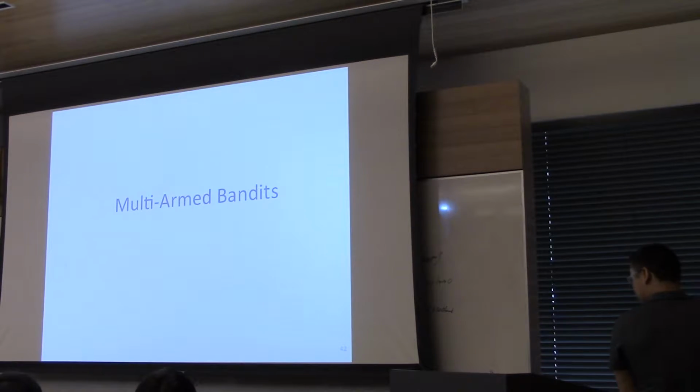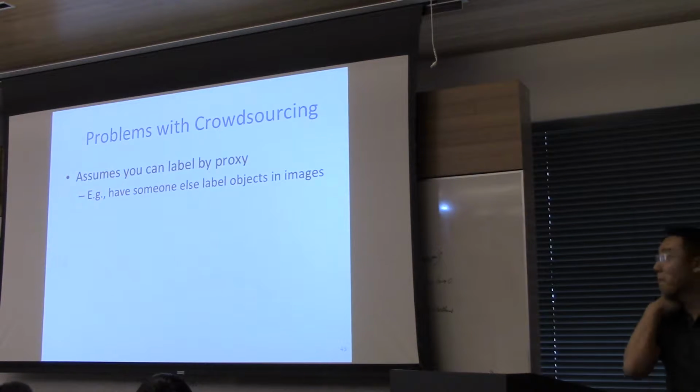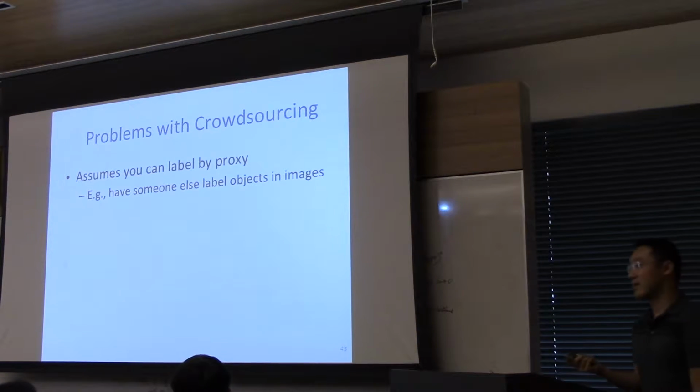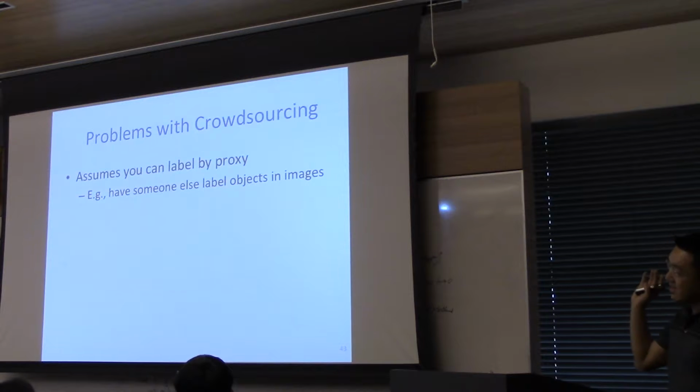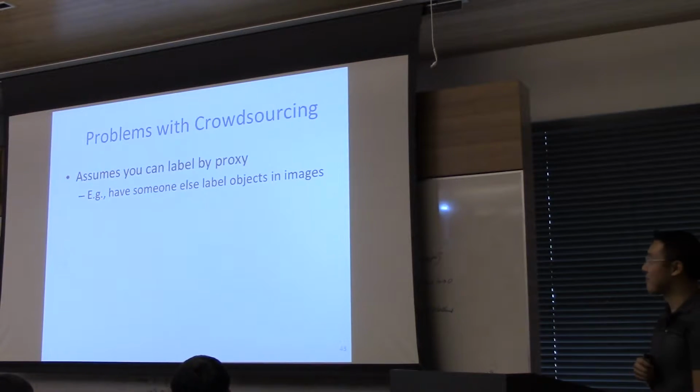Okay, so let's talk about the next topic, multi-armed bandits. So what are some problems with crowdsourcing? Well, it assumes you can label by proxy, right? If someone else labels these objects in the image, like they can say, there's a cat in this image, everyone else would agree that there's a cat in this image, more or less, right?